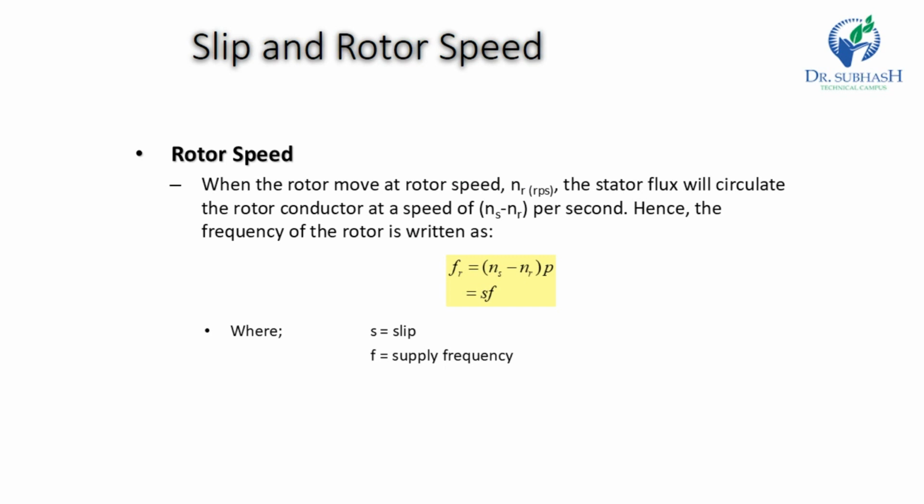Rotor speed. When the rotor moves at rotor speed Nr in RPS, the stator flux will cut the rotor conductor at a speed of Ns minus Nr per second. Hence, the frequency of the rotor is written as frequency of rotor fr equal to (Ns minus Nr) times P, which is equal to S times F, where S is the slip and F is the supply frequency.